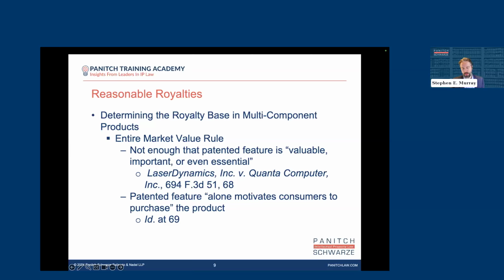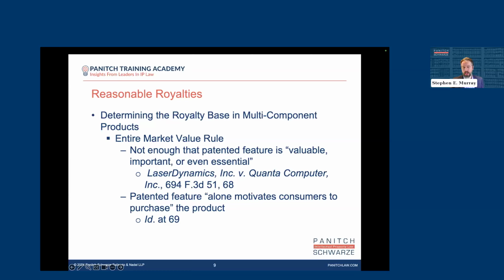So unless you've invented a revolutionary engine and everyone is buying your car because of it, and not because it also has bucket seats, you're probably not going to invoke this rule. The patented feature could be important. It could be essential to operation of the product. But unless it is the sole reason that people are buying, the entire market value rule is not going to apply. And so, as you can imagine, this doesn't get invoked a whole heck of a lot, although it's not for a lack of trying.